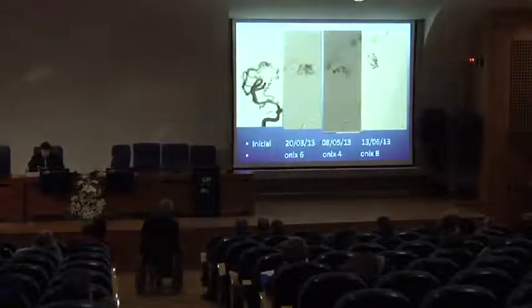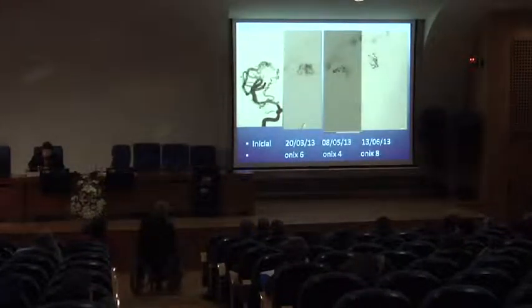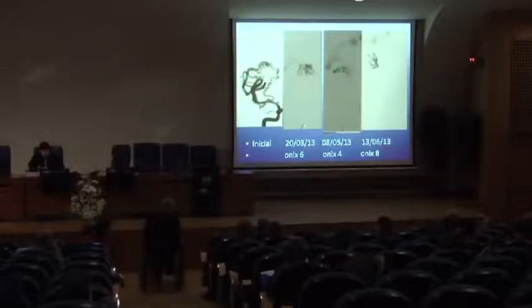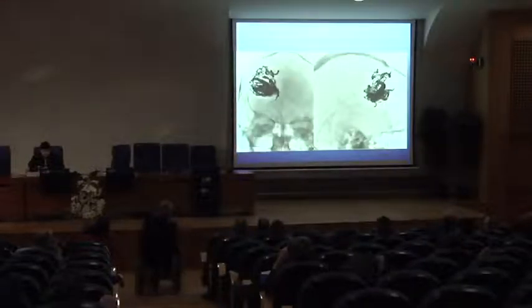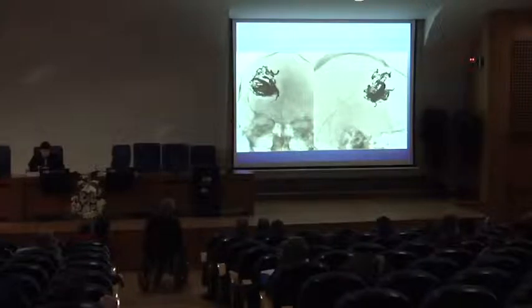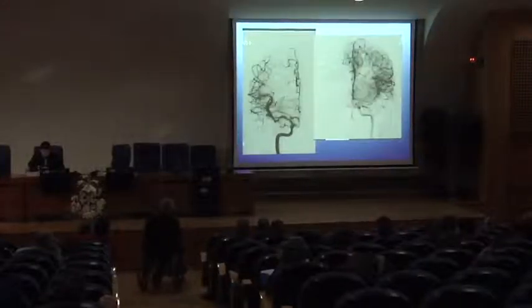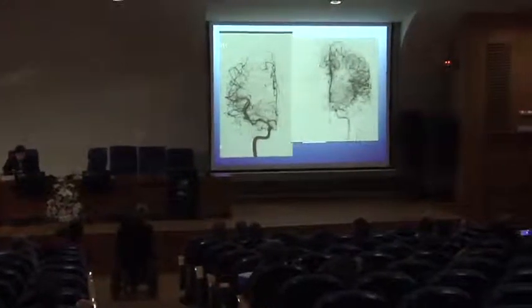angiogram, first embolization, 6 vials of Onyx, second embolization, 4, third embolization, 8 Onyx in the anterior cerebral artery. Next, this is the control post embolization, total occlusion of this AVM only with Onyx.